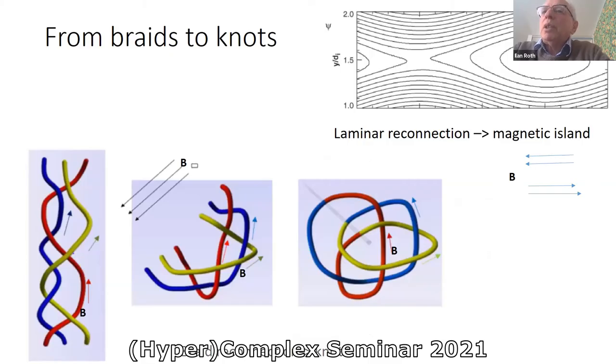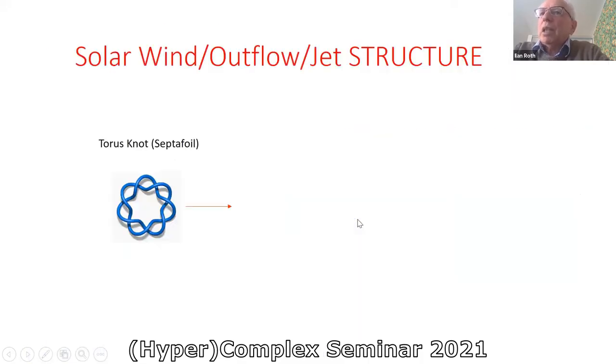About braids to knots, this is a simulation which was done, tens, hundreds of simulations were done, when you have magnetic fields in opposite directions, and it creates a bubble, a magnetic island. And then it dissolves. However, my theory is that if you have braids, they will reconnect in three dimensions, not in two dimensions like here, and they are much more stable. These simulations were not done yet at all, and I hope that in the future they can be done.